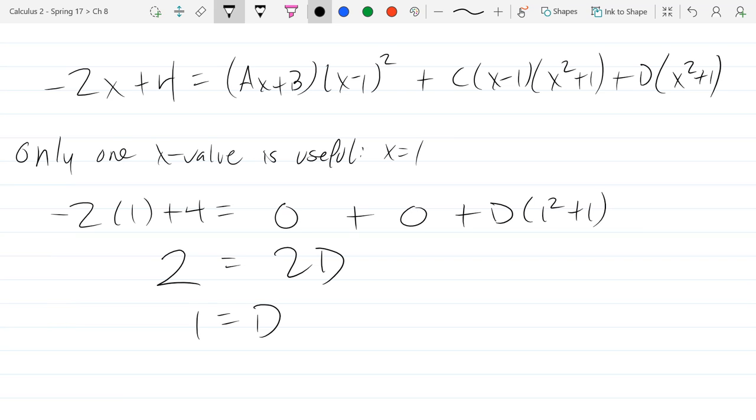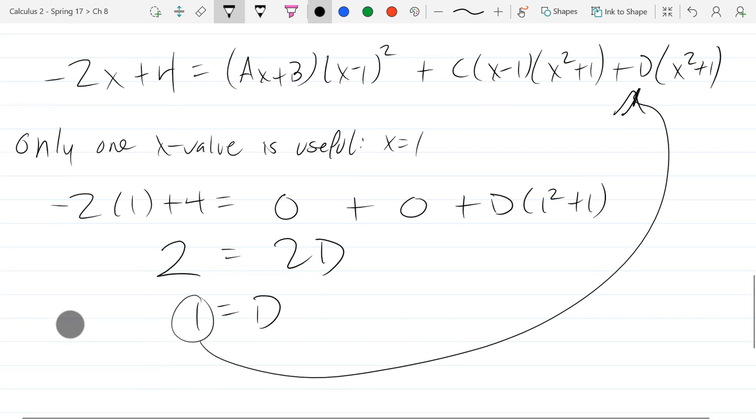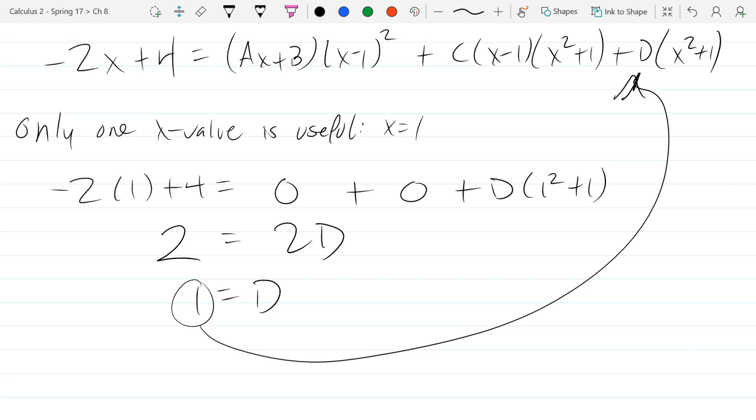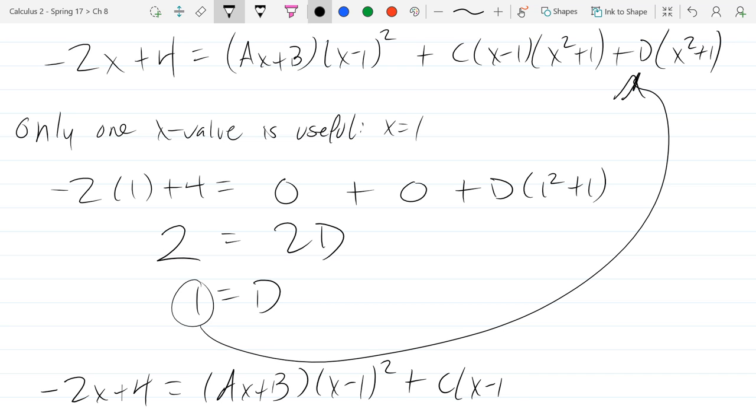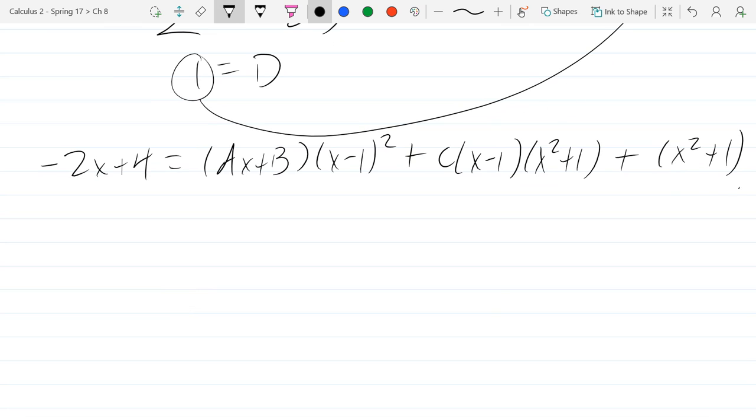So what we're going to do is plug the value of 1 back into the original. We're going to take this and put it right there where we see the D. And after we're done with that, we're going to bring that to the other side. Now this last term has no more undetermined constants, so I'm going to subtract it to the side that has no undetermined coefficients. So we're going to subtract x squared and subtract 1. So it's plus 4 minus 1, which is plus 3.